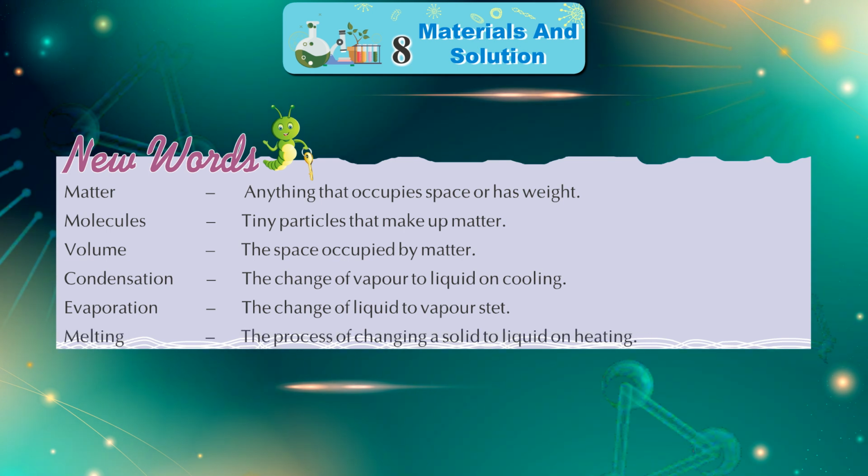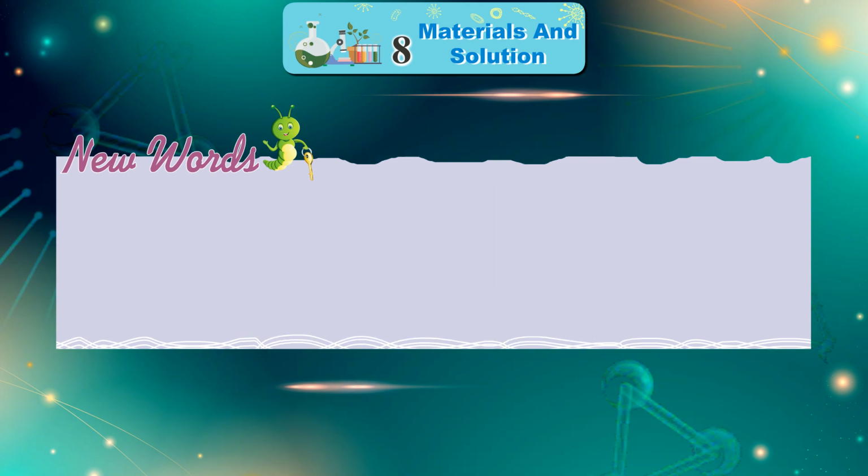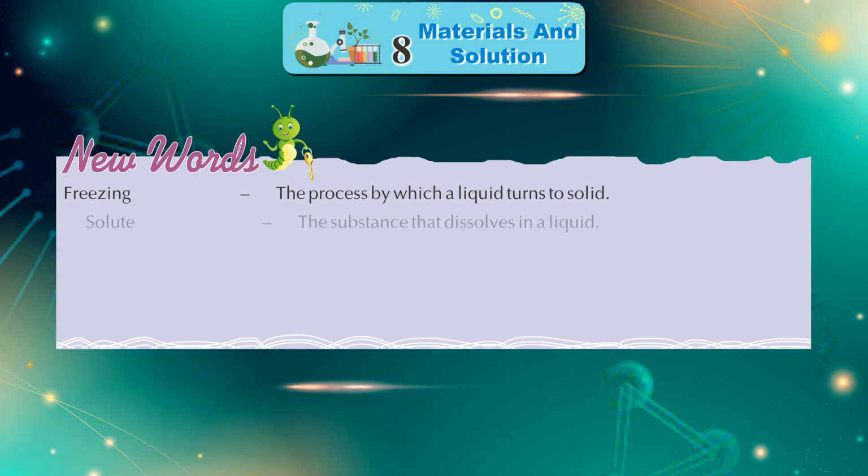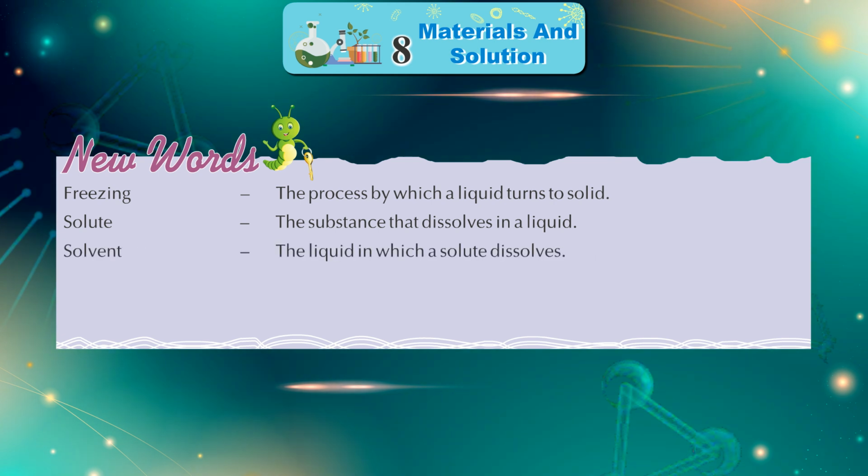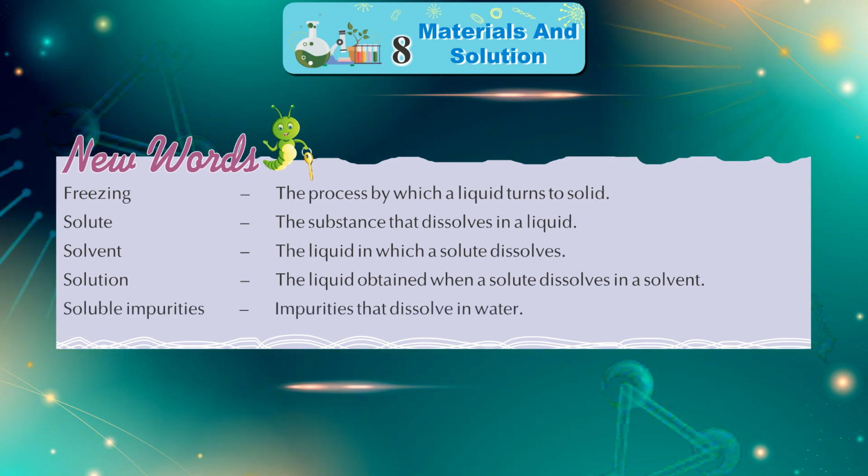Melting: the process of changing a solid to liquid on heating. Freezing: the process by which a liquid turns to solid. Solute: the substance that dissolves in a liquid. Solvent: the liquid in which a solute dissolves. Solution: the liquid obtained when a solute dissolves in a solvent. Soluble impurities: impurities that dissolve in water. Insoluble impurities: impurities that do not dissolve in water.